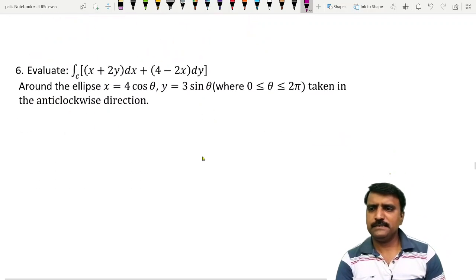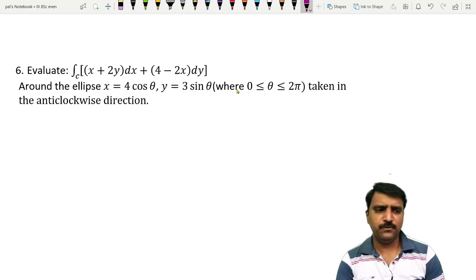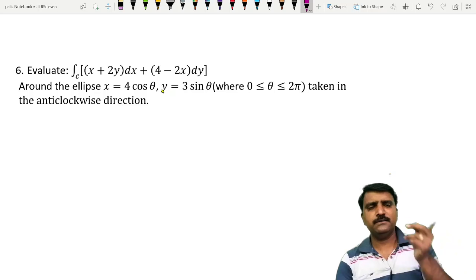Next you see this: evaluate the integral of (x plus 2y) dx plus (4 minus 2x) dy. To evaluate this around the ellipse, they have given the expressions of x and y in parametric form, that is x is equal to 4 cos theta, y is equal to 3 sin theta. They mention the limits of theta also: theta varies from 0 to 2 pi, taken in the anti-clockwise direction. So that means we have to take from 0 to 2 pi only. Clockwise direction gives negative, anti-clockwise direction we have to take. That is the standard format taken in 2-dimensional Euclidean space.